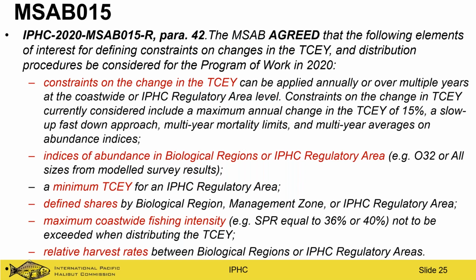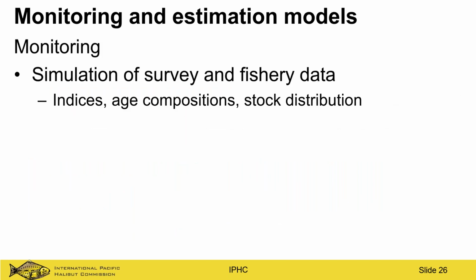So at MSAB 15, they identified in red, I won't read this slide, but just so you're aware, a number of components or elements of interest, one of which included constraints on the changes in the TCY, and then looking at minimums and defined shares between regions or regulatory areas, et cetera, and relative harvest rates. So these concepts were then turned into an exercise we did at MSAB 14, which I think worked really well. We gave them a sheet, a bunch of squares with that procedure that I showed earlier with coast-wide and distribution, and asked them to put elements in each of those squares that were important. And what came out of that I'll show you in a little bit, but I wanted to talk about the monitoring first before I get into those specific elements.